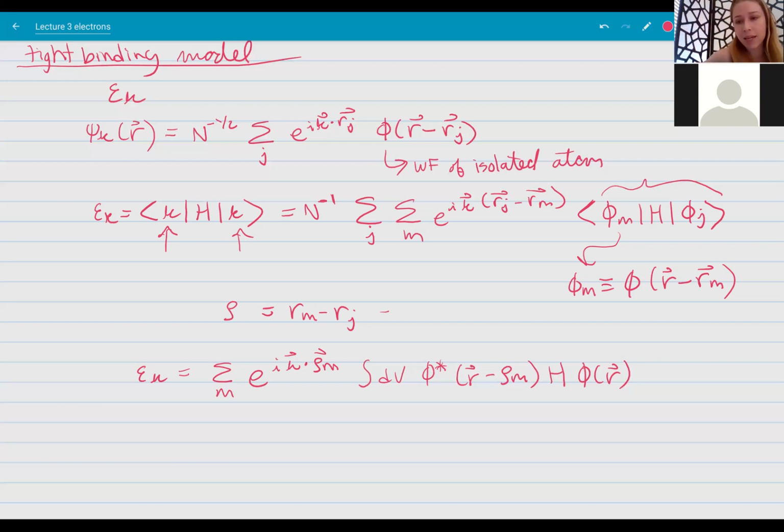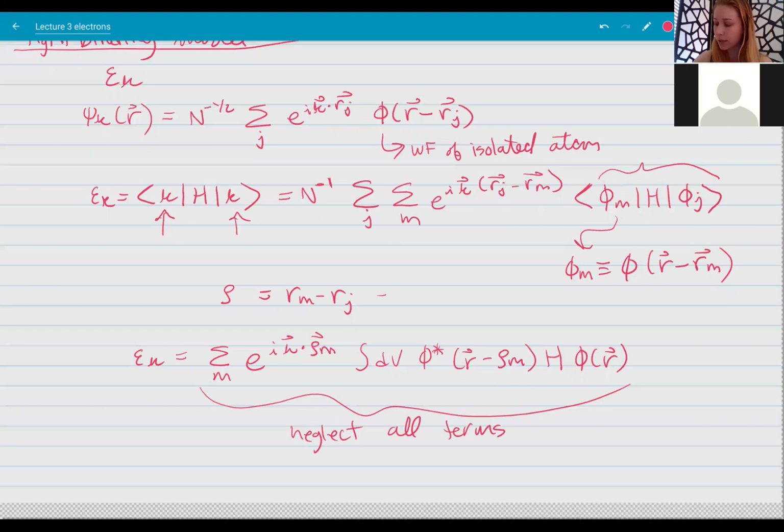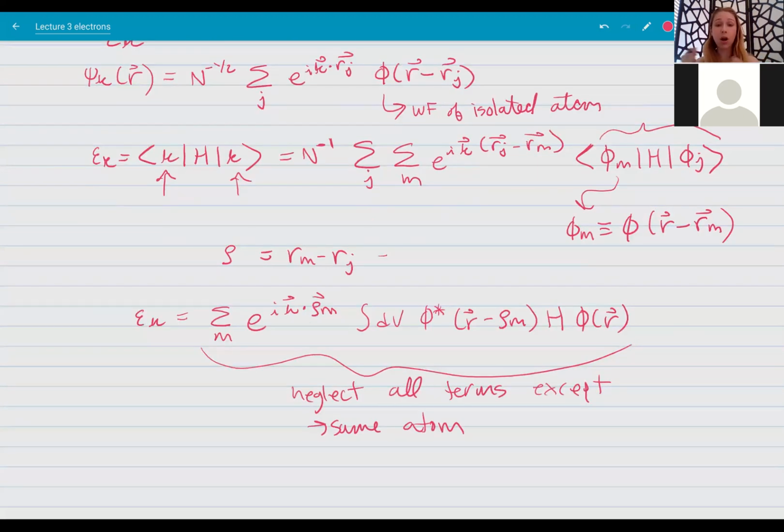But now we're about to bring in the tight binding aspect. How that comes in is that we are going to neglect all the terms except those on the same atom. So essentially, rho is equal to 0. This is called an on-site energy. And also, we are going to keep the terms that are between nearest neighbors.